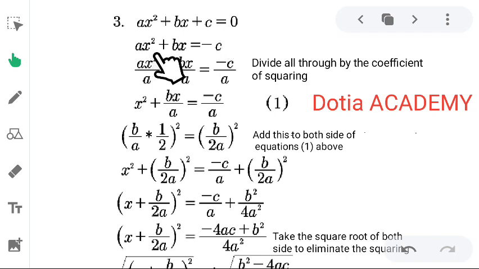So when you look at that, the first thing you have to consider in any quadratic equation by the completing the square method is transferring the constant to the other side of the equation. Transferring the constant to the other side of the equation, you take the constant to this side of the equation.